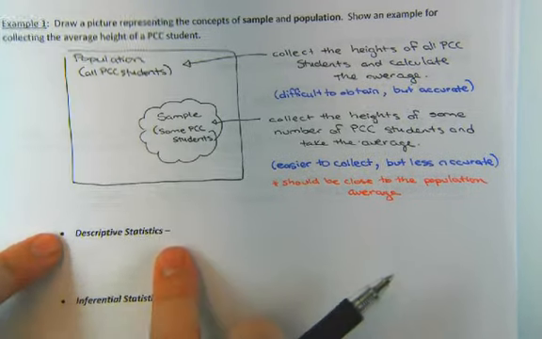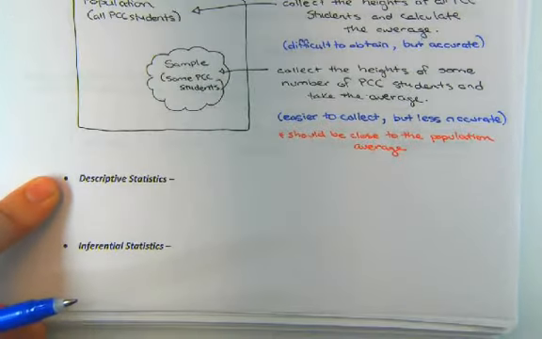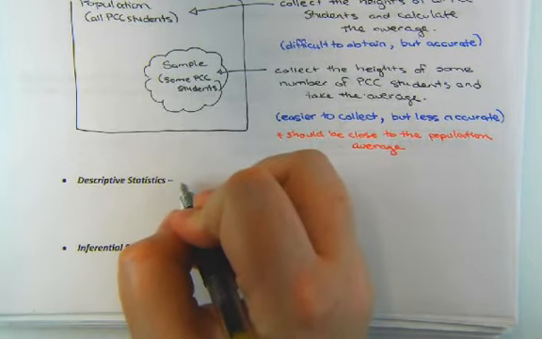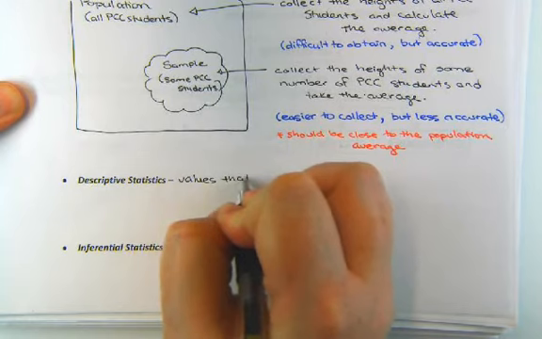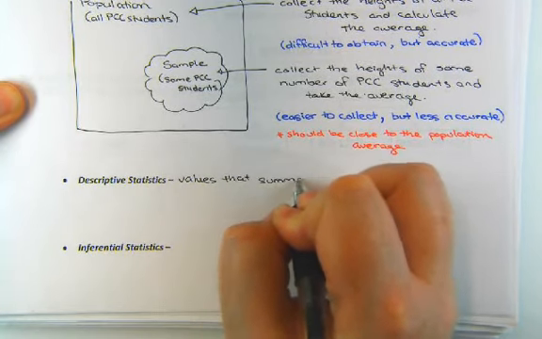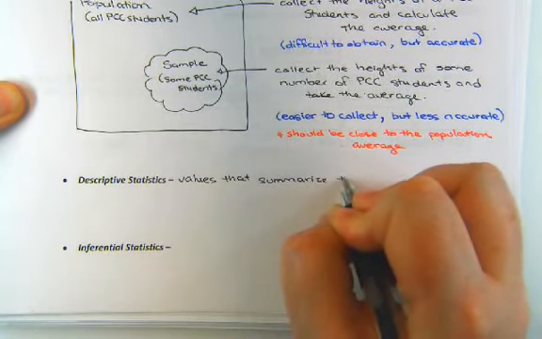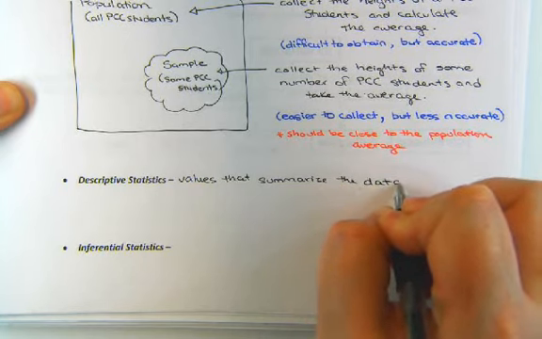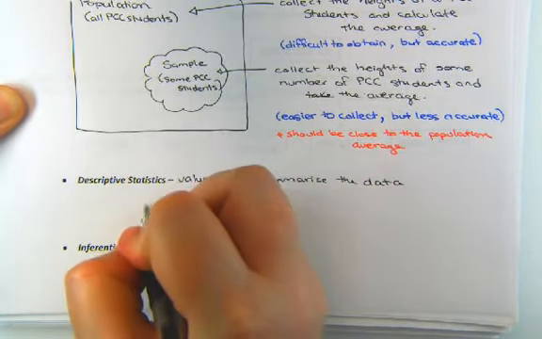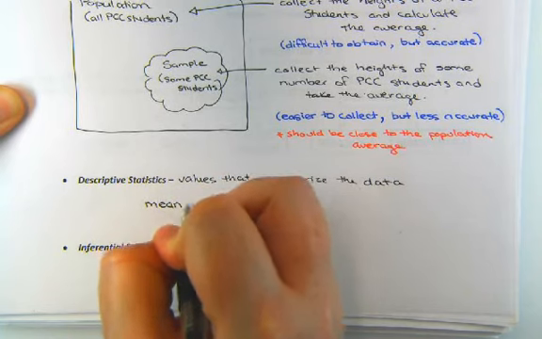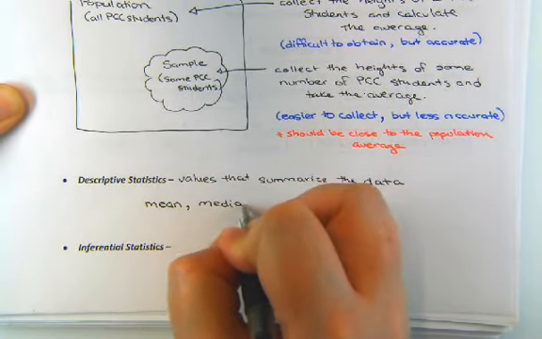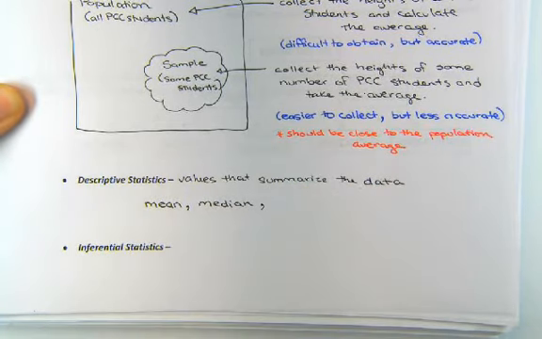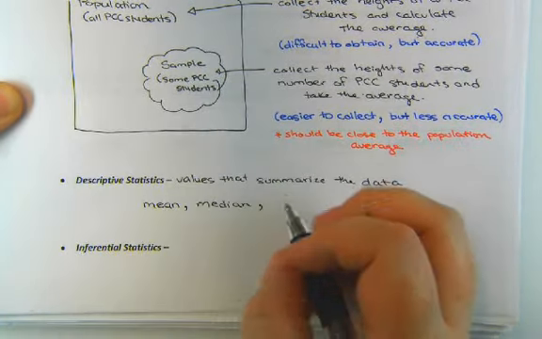So this idea of collecting averages, that's part of descriptive statistics. These are values that summarize the data. So we can do that with averages, which we'll often refer to as means in this course. So we could use a mean. We are going to talk about medians. Those are good ideas of center for our data.